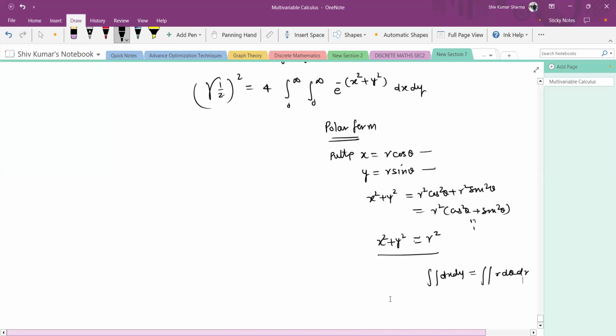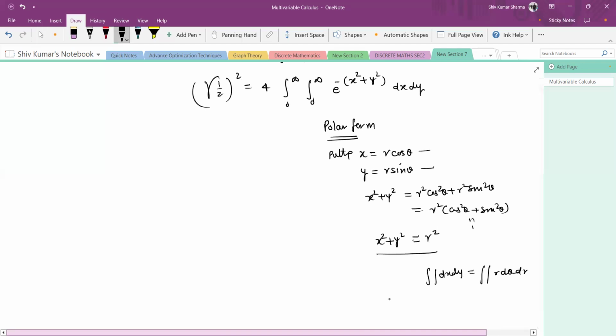So we write this as gamma 1 by 2 to the whole square is equal to 4 into the integral. When we put x equal to r cos theta and y equal to r sin theta, the limits will also change. Here x goes from 0 to infinity and y goes from 0 to infinity.